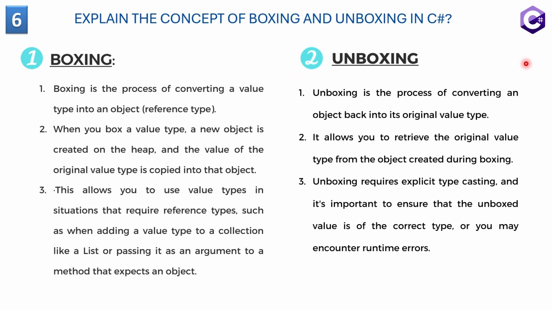And when we come to unboxing, unboxing is the process of converting an object back into its original value type. So it basically allows you to retrieve the original value type from the object created during boxing. So these are basically opposite to each other. Unboxing requires explicit type casting, and it's important to ensure that the unboxed value is of the correct type, or you may encounter runtime errors.